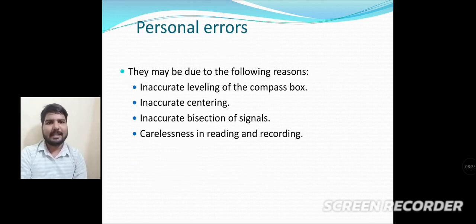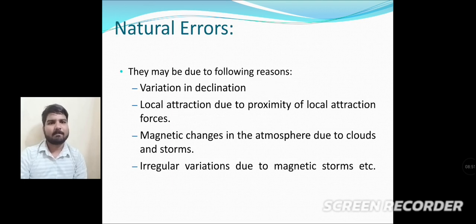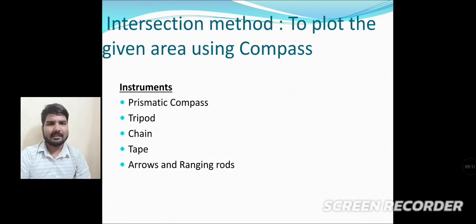Personal errors. They may be due to the following reasons: inaccurate leveling of the compass box, inaccurate centering, inaccurate vision of signals, carelessness in reading and recording. Natural errors. They may be due to the following reasons: variation in declination, local attraction due to proximity of local attraction forces, magnetic changes in the atmosphere due to clouds and storms, irregular variation due to magnetic storms, etc.